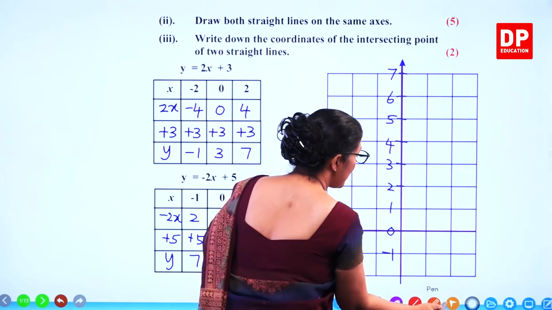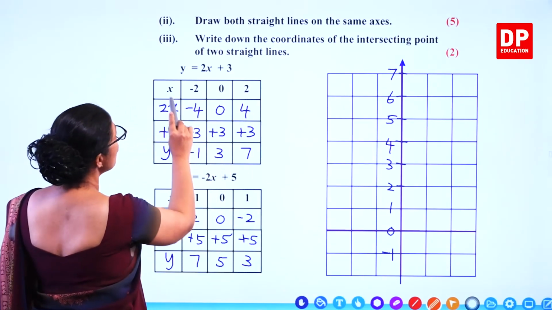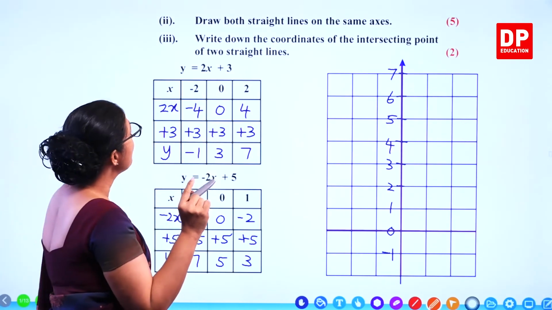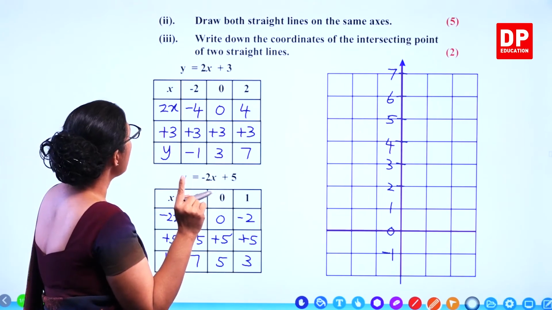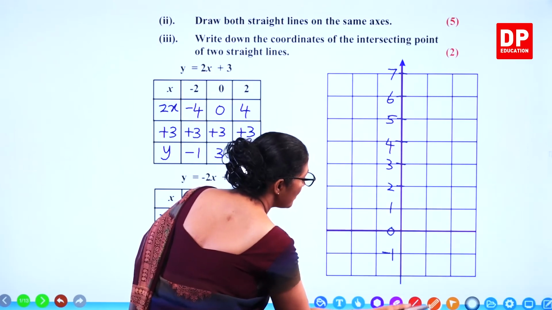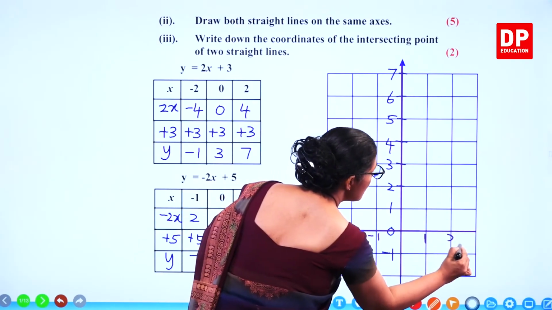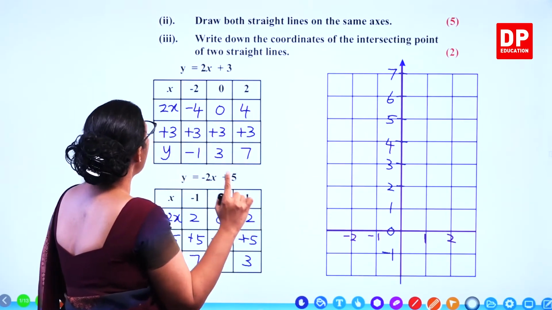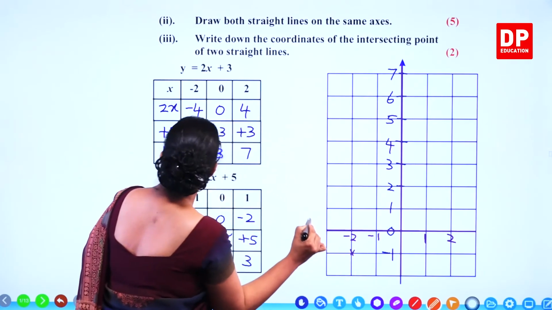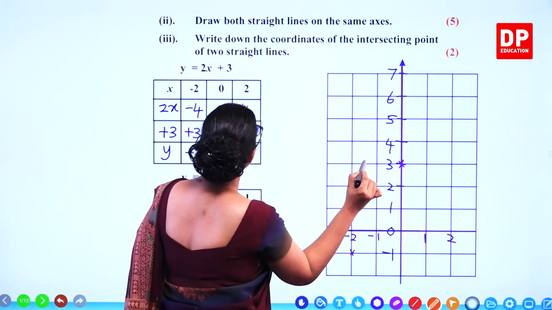Now we'll mark the points. So we'll draw the first straight line here. Y equals 2x plus 3. So what are the values? Minus 2 with minus 1. So we'll mark the x values as well. Minus 1, minus 2, 1, 2. Minus 2 with minus 1, this value. 0, 3. 2, 7.